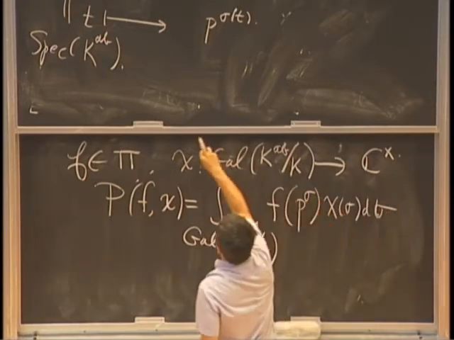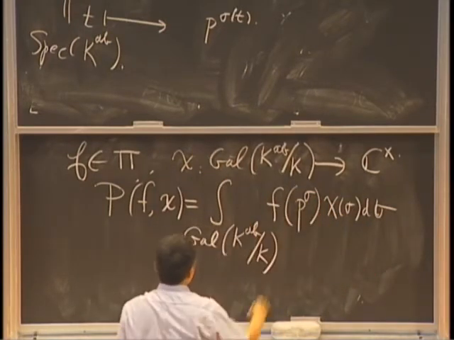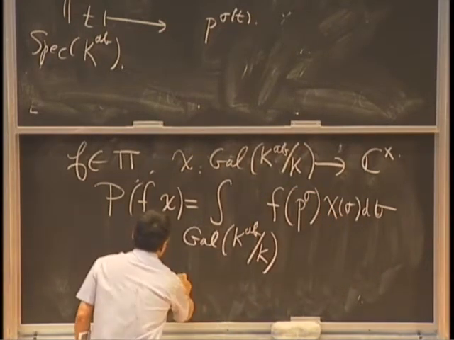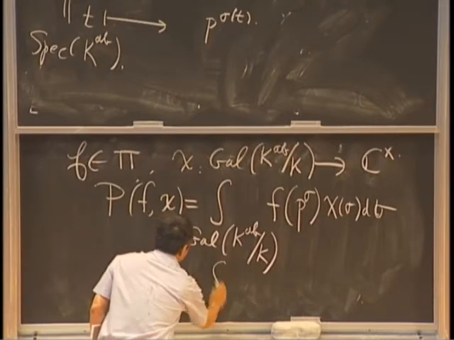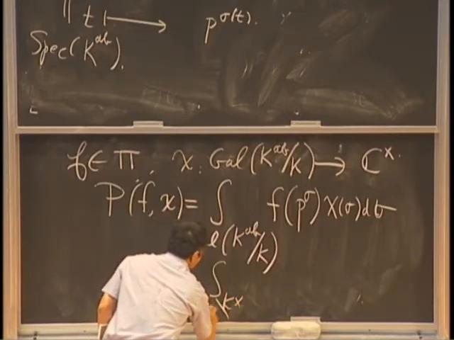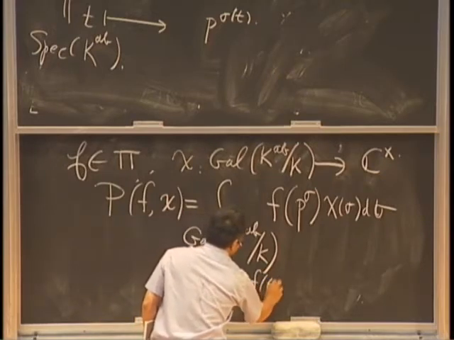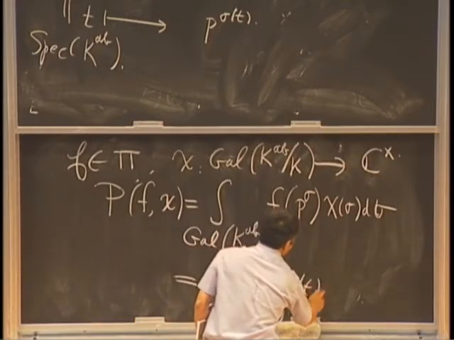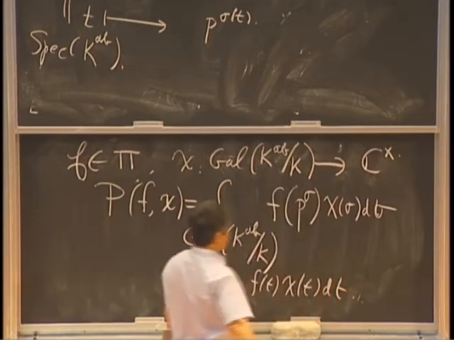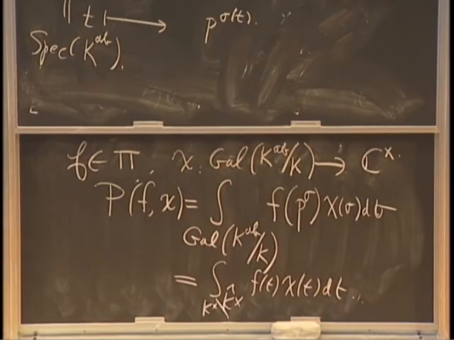Then using this reciprocity law, we can rewrite this one in a more fancy way: the integration over K cross backslash K hat cross of f of t chi of t dt. So that's a more familiar Peirce integral in automorphic form theory.